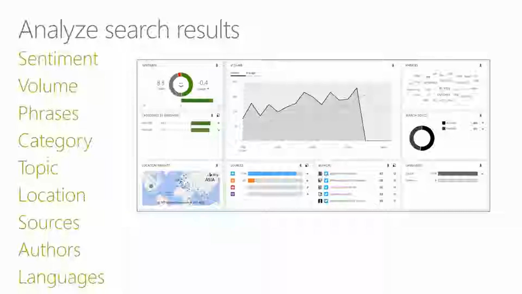Sources can be important if we need to see that we're getting enough news coverage. Are we not getting enough news posts? Are we seeing a lot of activity on Twitter and so on? We'll see our authors, and this will help us to see our influencers. And then we'll see what languages we have selected in the results that are coming in those languages.